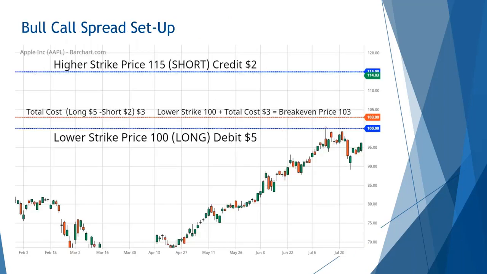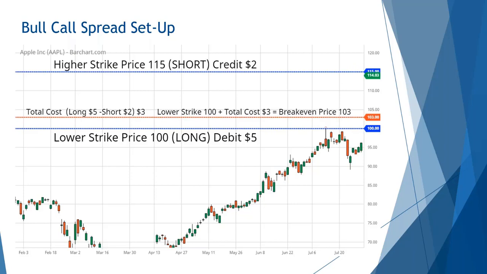So here's an example of that. This is Apple. So let's take a look at this chart here. We can see that on this particular day, Apple is trading around $95. Now think about this. If I was going to buy 100 shares of Apple at $95 a share, my capital outlay would be $9,500. That would be a lot of money for some people who want to trade Apple, or if they thought Apple's price was going to go up, right?